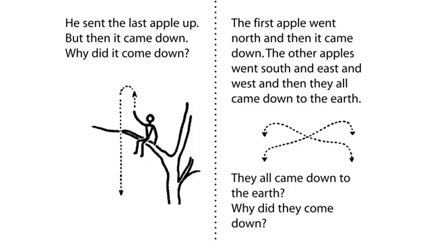He sent the last apple up, but then it came down. Why did it come down? The first apple went north and then it came down. The other apples went south and east and west, and then they all came down to the earth. They all came down to the earth? Why did they come down?